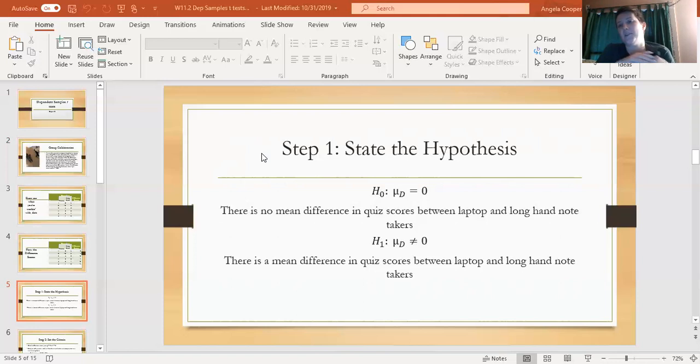Now, in terms of what this means, it's a little different because, again, we have a different problem. So in this case, the null hypothesis states that there's no difference in quiz scores between laptop and longhand note takers. And the alternative hypothesis is saying that there is a difference between laptop and longhand note takers' quiz scores.